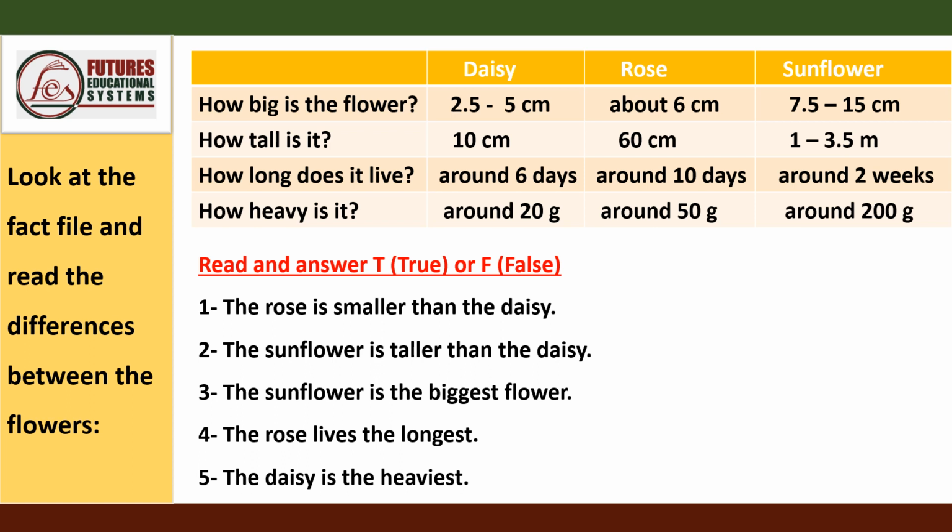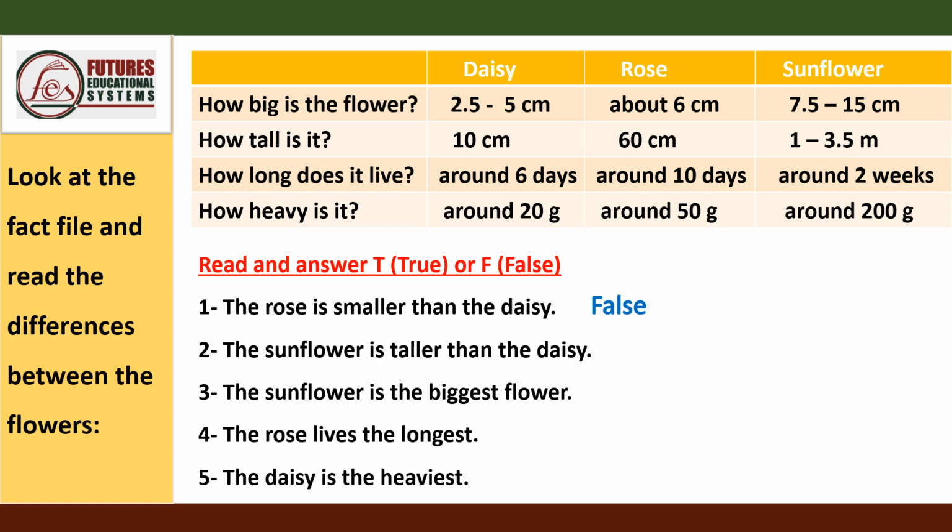How heavy is it? The daisy flower is around 20 grams, the rose is around 50 grams, and the sunflower is about 200 grams. So the heaviest one is the sunflower. Now let's read and write true or false. The rose is smaller than the daisy. Is this correct? Let's look at the fact file above and decide. No, this is false because the daisy is smaller than the rose.